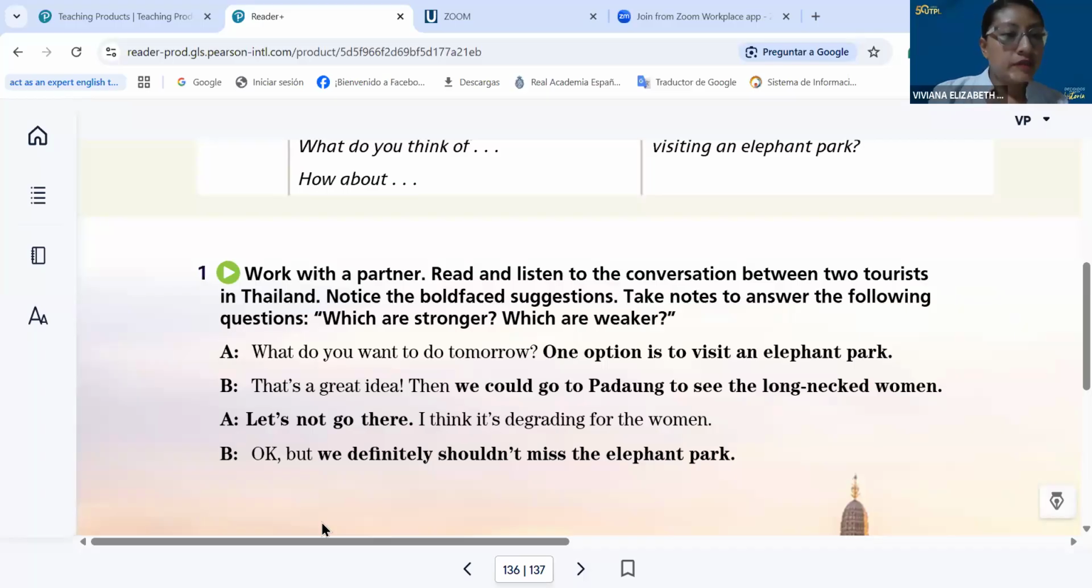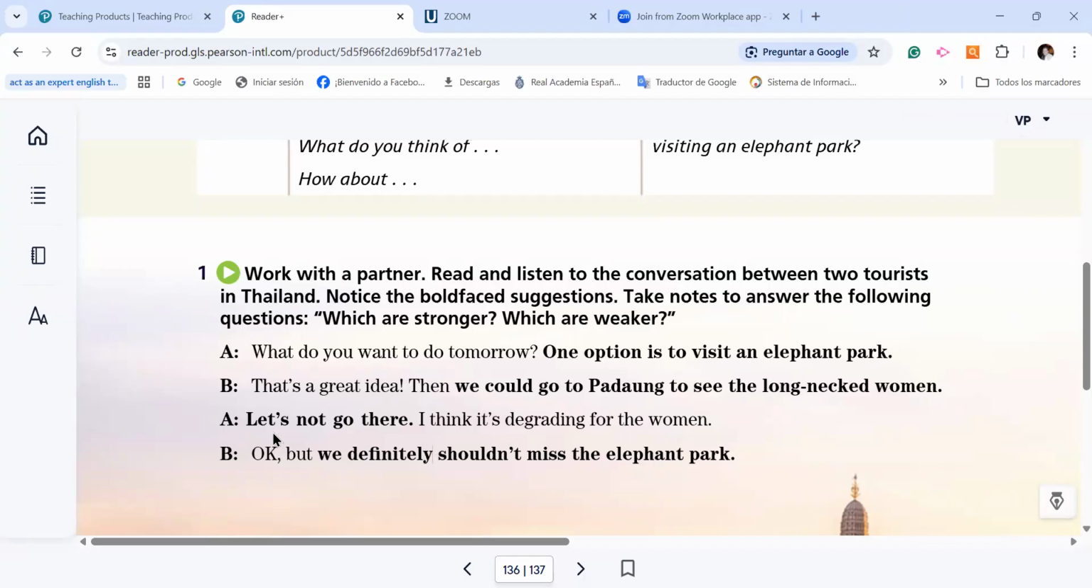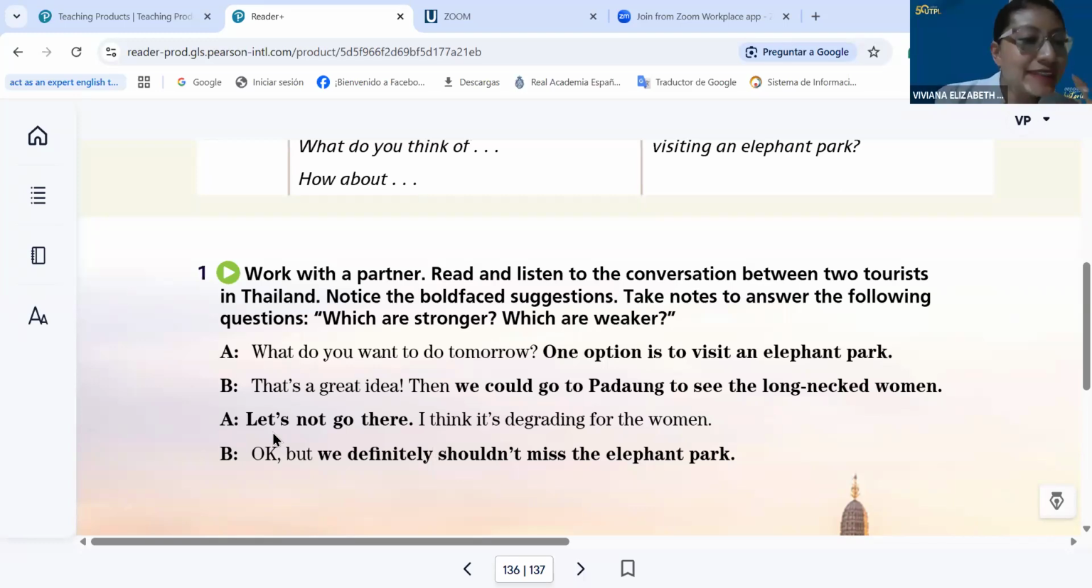Especially the students who haven't participated. Isaac Montaño, you are going to read letter A. Okay, what do you want to do tomorrow? Wait, sorry. I want to assign letter B. And Kaylee Padilla, you are going to read letter B. Okay? So start please, Isaac.